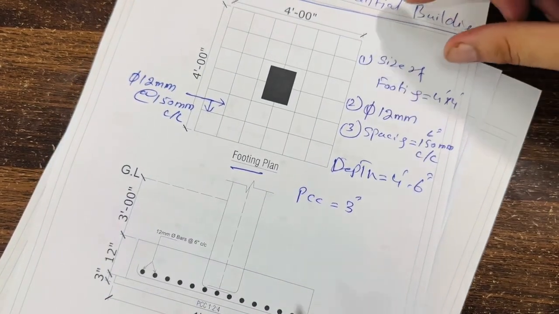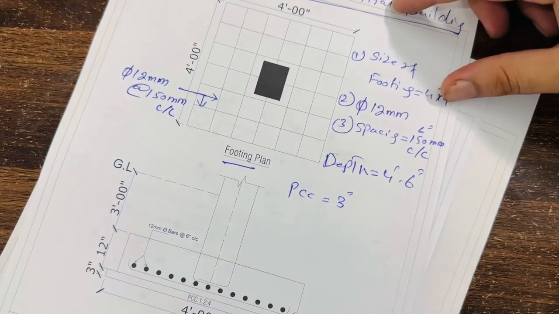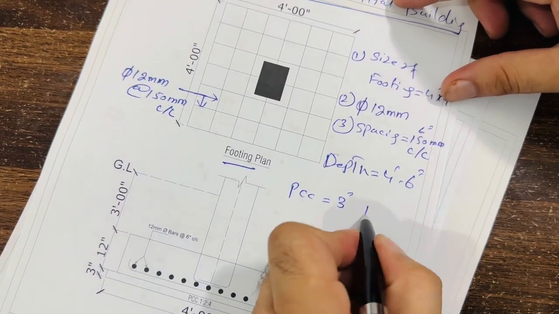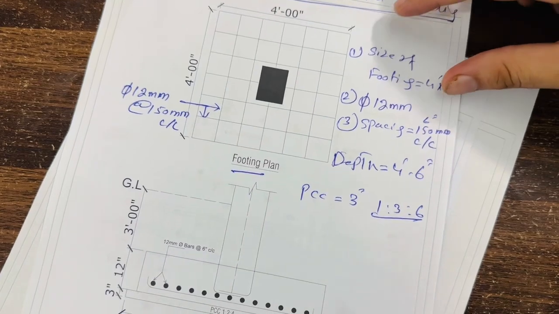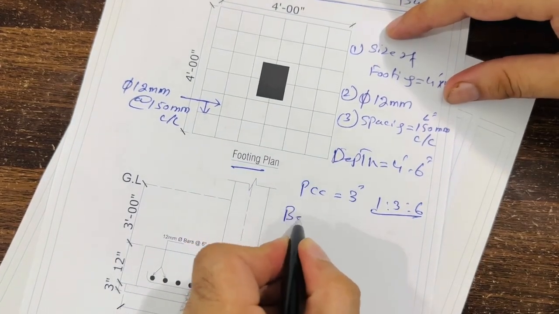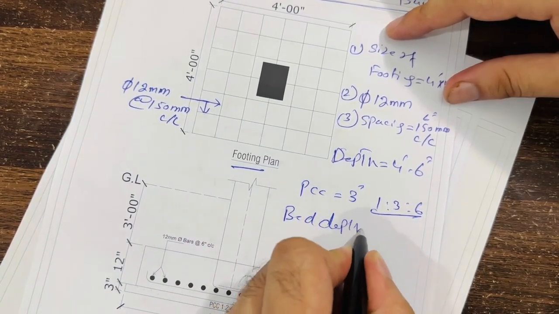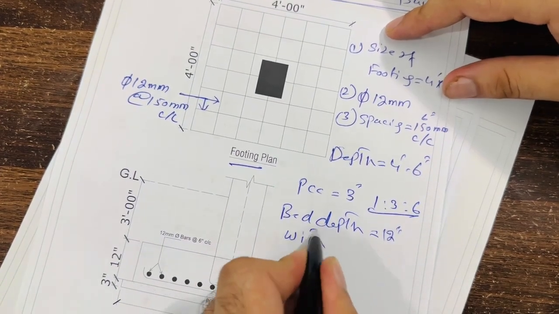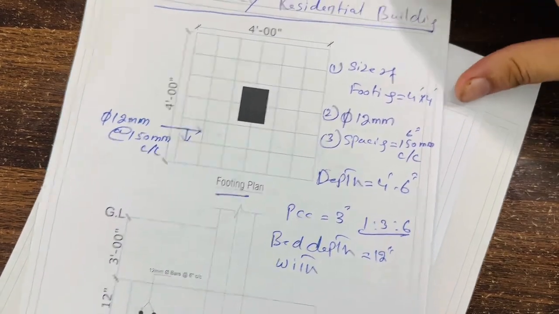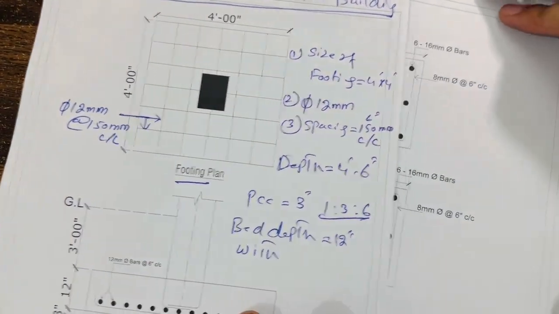Okay, next you can see with the 3 inches thickness, guys, the lean concrete is 1:3:6. Next you can see the bed depth. So the bed depth is here. The bed depth is 12 inches.